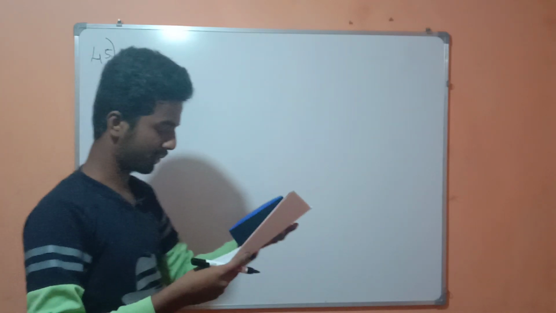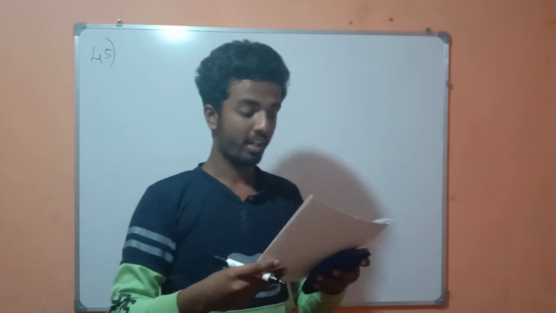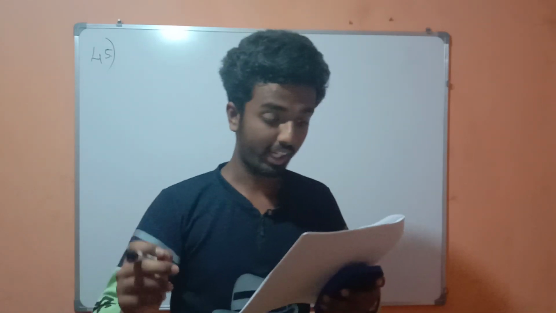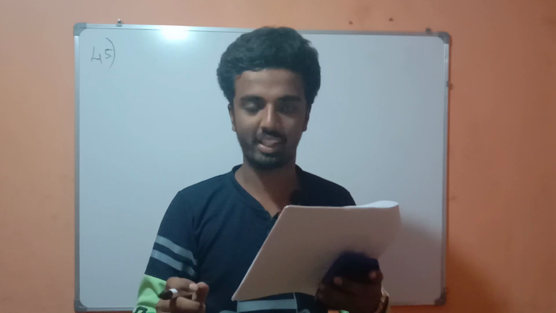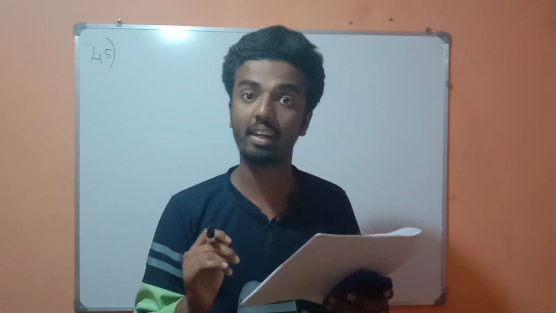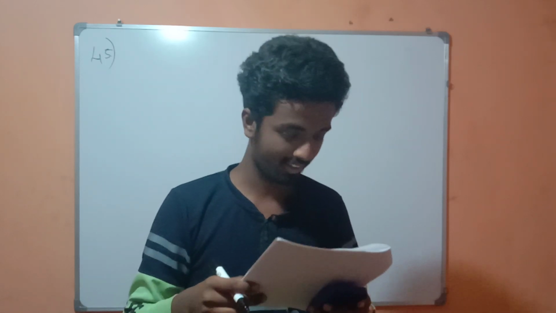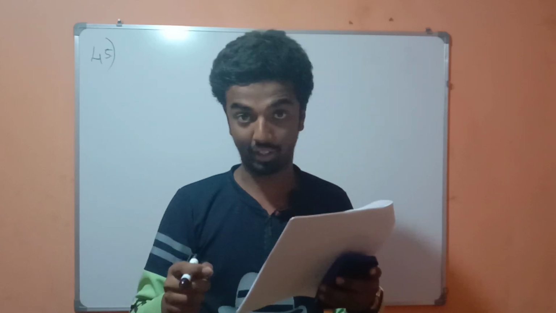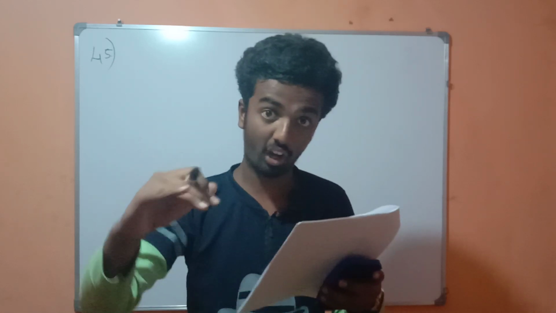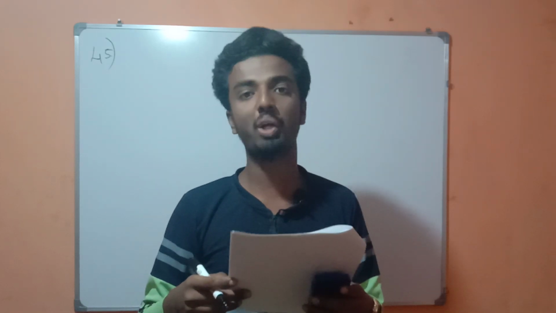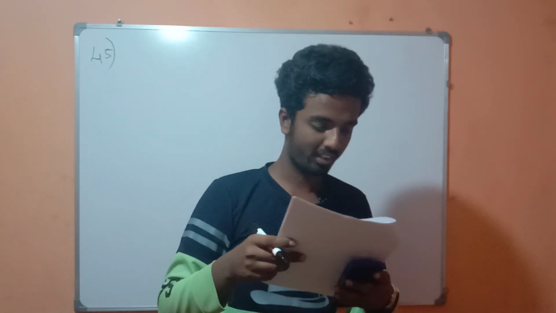Let me read the question once. A projectile has a maximum horizontal range of 40 meters. Calculate. They have given the gravity value, children, that is 10 meters per second squared, and you have to find the speed of projection of the projectile and the maximum height reached by the projectile, children. Let me solve.